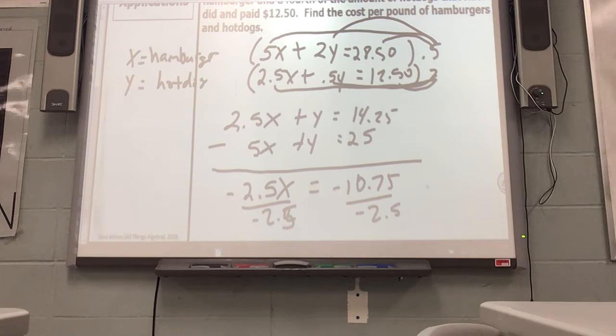And you got x is 4.30, which I think that's a lot per pound for a hamburger. I'm not sure, I haven't. Well, you haven't bought no pound.